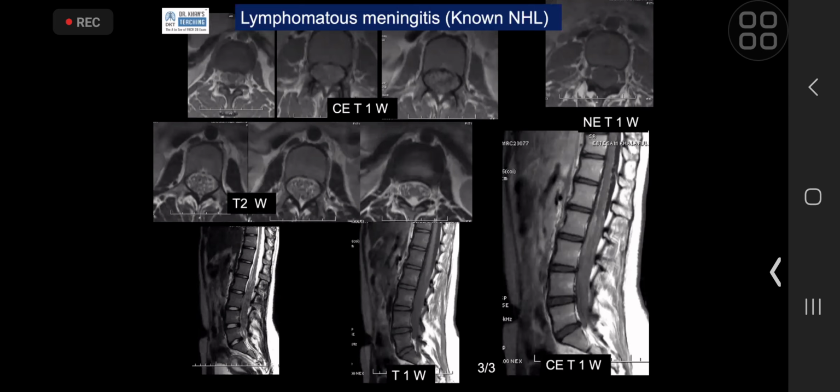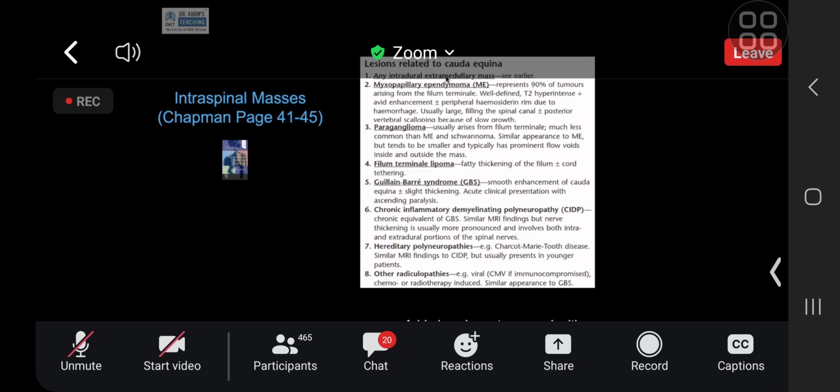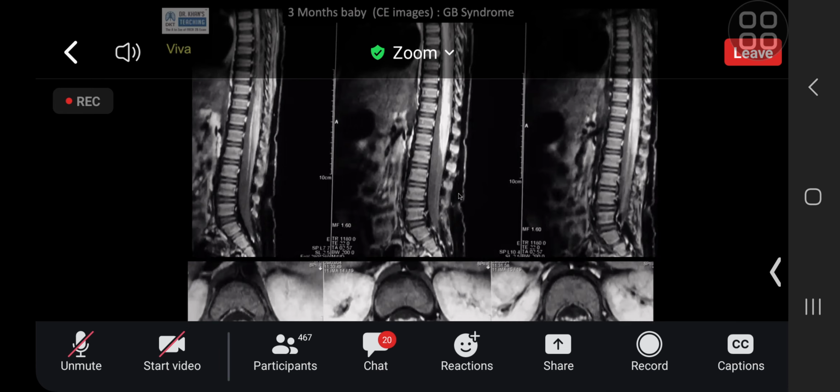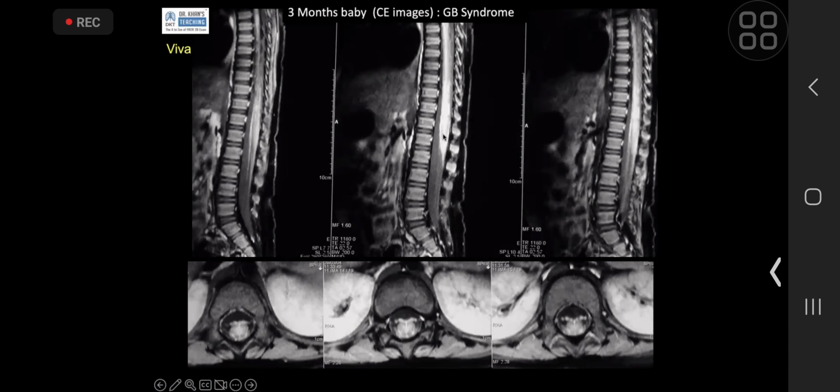Of course, in this case, other differentials like sarcoidosis, metastasis, etc., you can consider. Now, this is the differential diagnosis, lesions related to cauda equina, extremely important. This one is GBS, as in Guillain-Barré syndrome, in a 3 months old baby. And you can see on post contrast, whole of the conus is enhancing. And actually, if you look carefully, the nerves are enhancing. On this axial, you can see that the nerves are also enhancing.